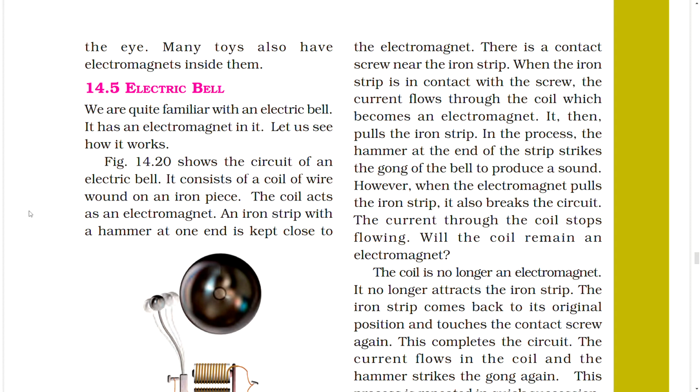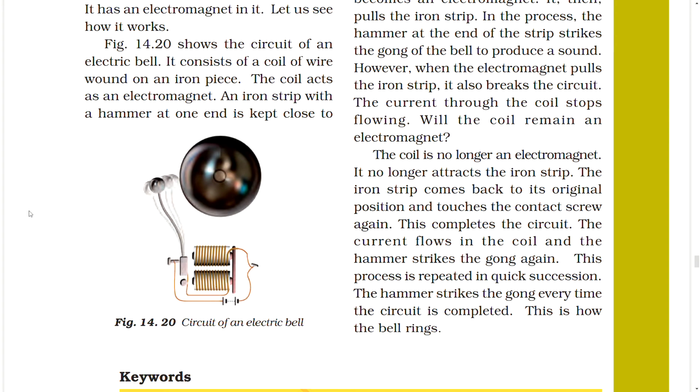The current through the coil stops flowing. Will the coil remain an electromagnet? The coil is no longer an electromagnet. It no longer attracts the iron strip. The iron strip comes back to its original position and touches the contact screw again. This completes the circuit. The current flows in the coil and the hammer strikes the gong again. This process is repeated in quick succession.